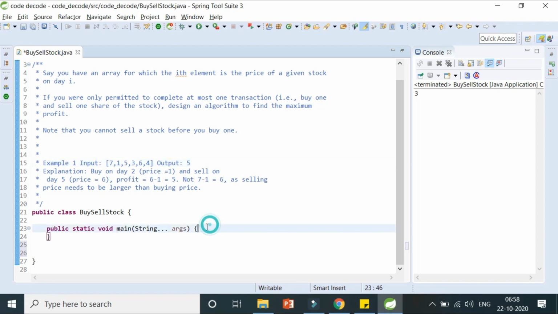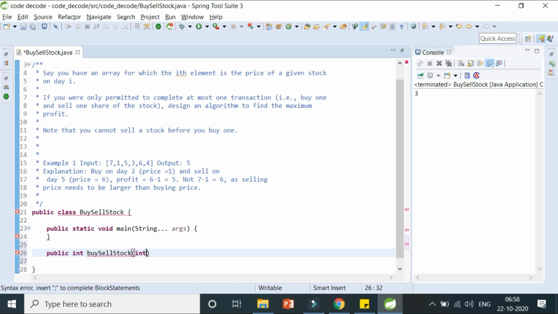So let's start coding. We are going to return the profit, and the profit is a number, so the return type would be an integer. The function name would be buySellStock; you can take any name. The argument would be an integer array of prices. I'm taking the name prices here, prices of the stock.